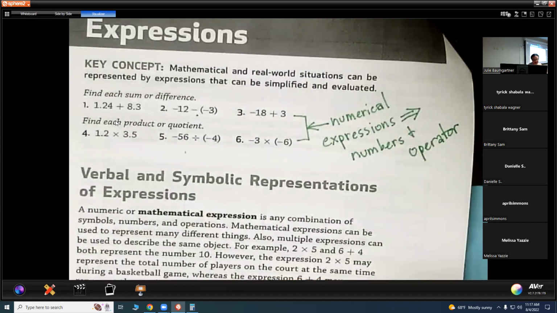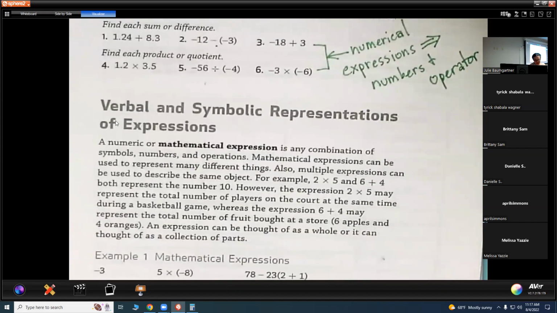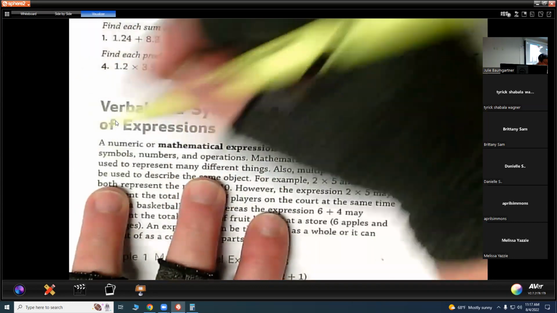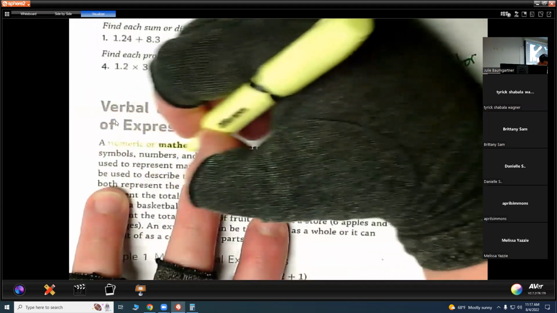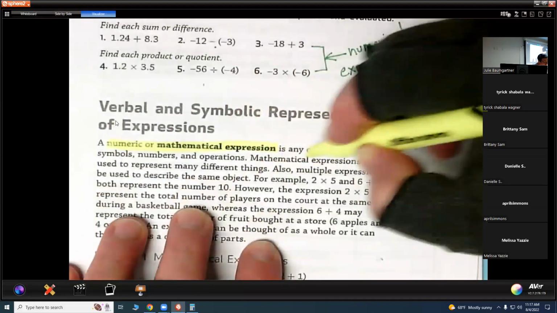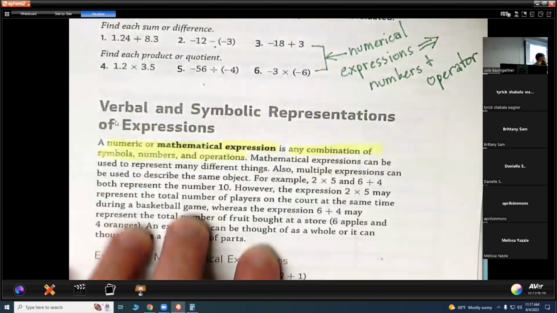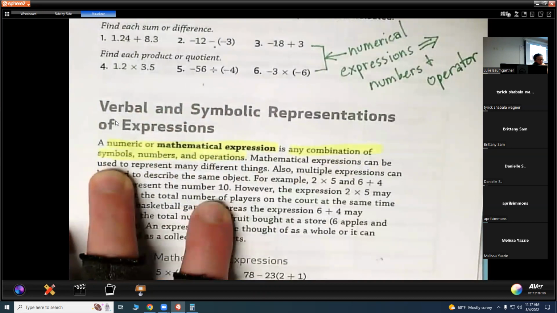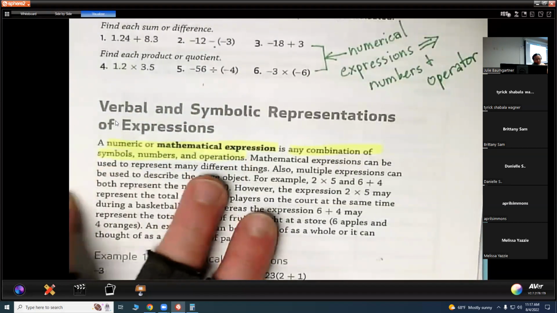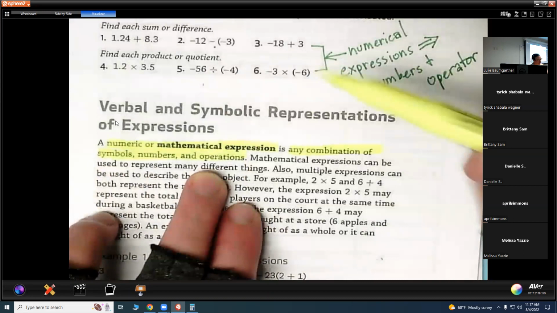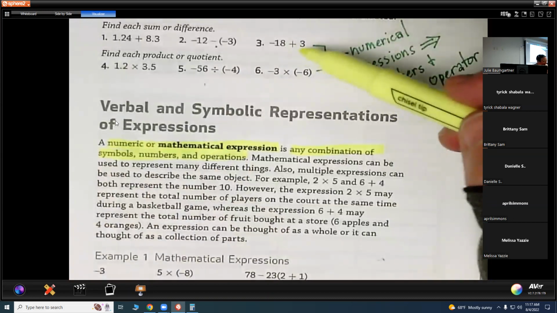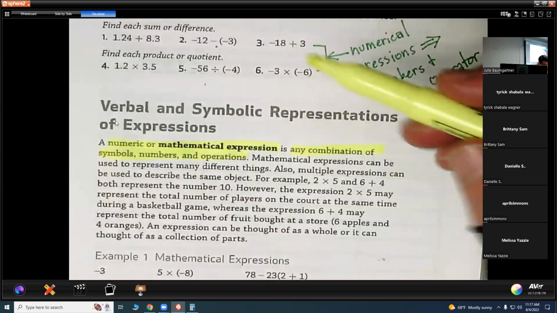All right, so that's what they tell us here. And so they give us our definition in this next paragraph. A numeric or mathematical expression is any combination of symbols, numbers, and operations. So I guess by symbols, we might mean negative signs. By operations, we're actually talking about doing the adding, subtracting, multiplying, or dividing.